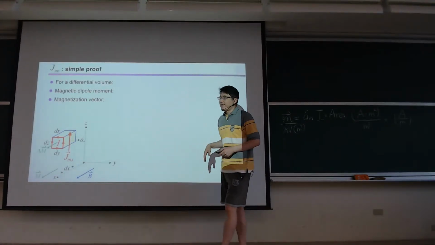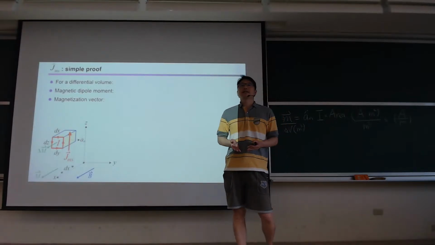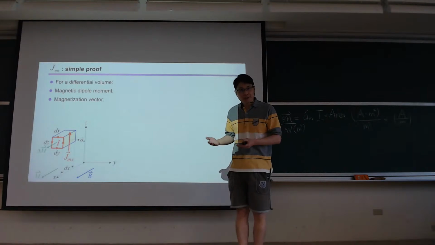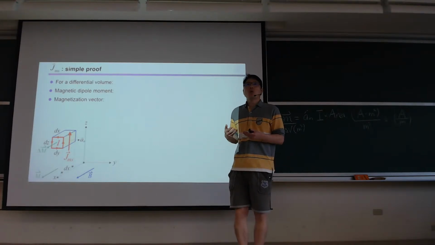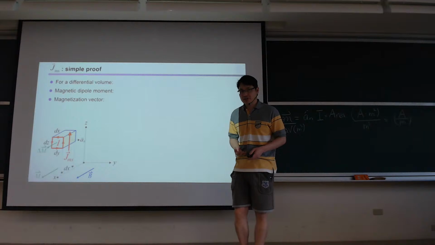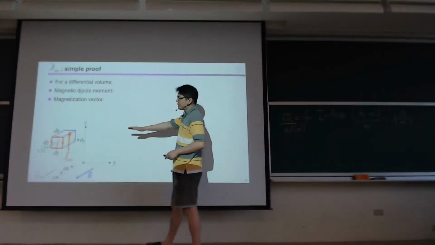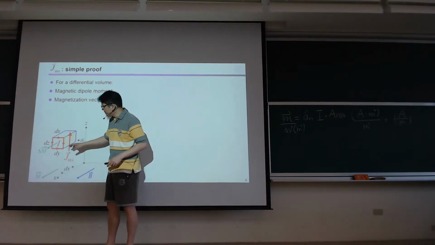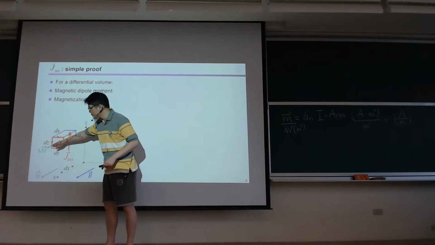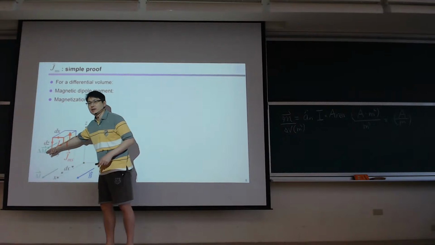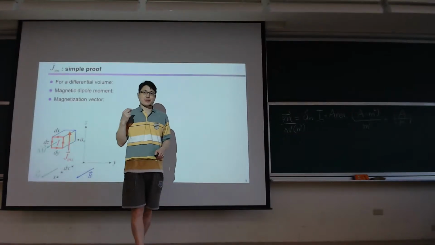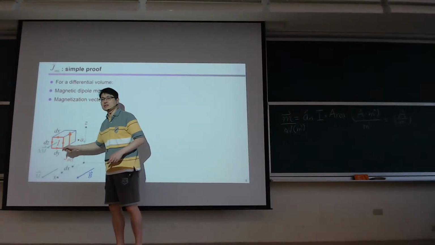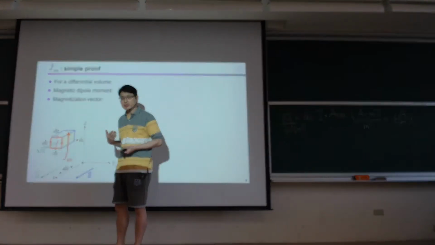Of course, that is only a qualitative proof. So now we want to perform a more rigorous, more quantitative analysis. Let me give you a very small volume, and inside this volume we do have a non-vanishing magnetization vector. So in this small volume, I have lots and lots of magnetic dipole moments.